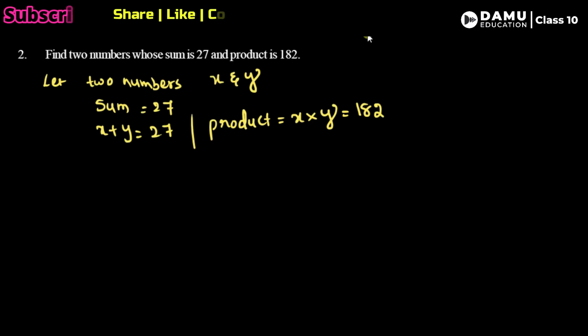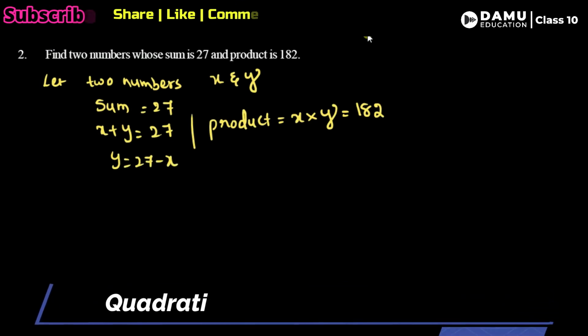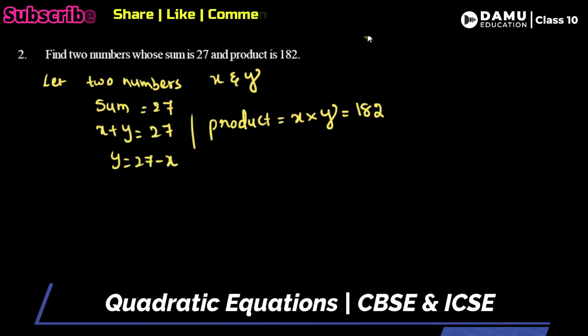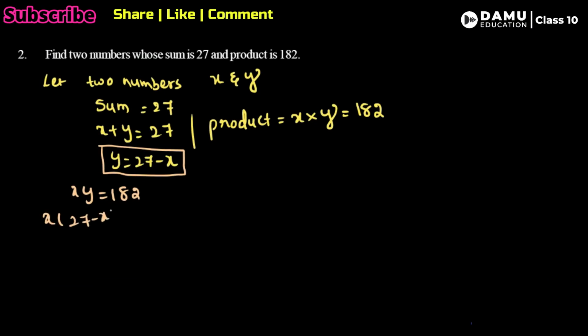In this one we have to write one variable in terms of the other. Let's write y in terms of x. So y will be equal to 27 minus x. We are going to substitute this in x into y equals 182. So x into 27 minus x will be equal to 182. So this is 27x minus x square equals 182.